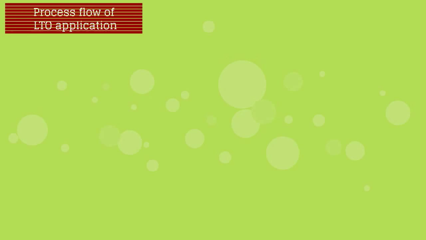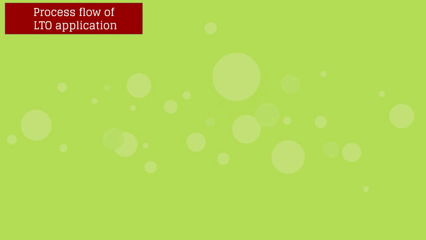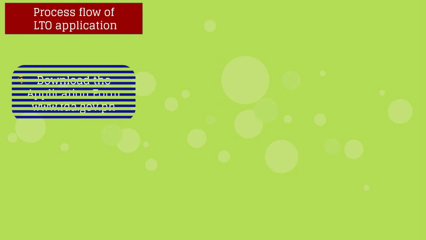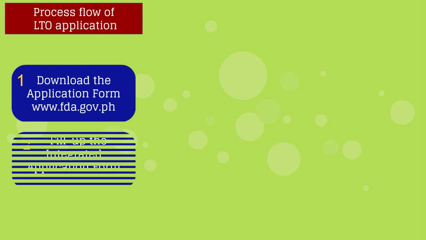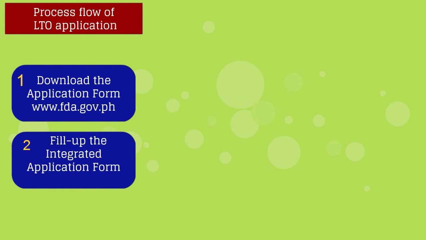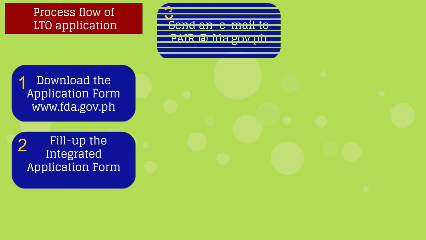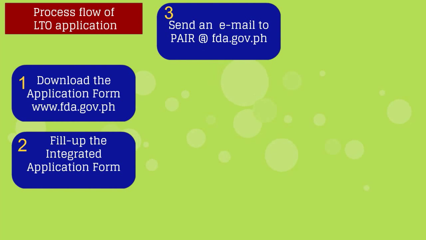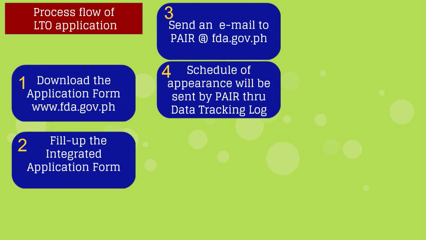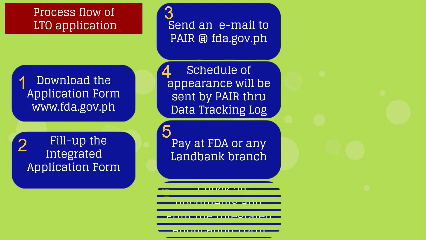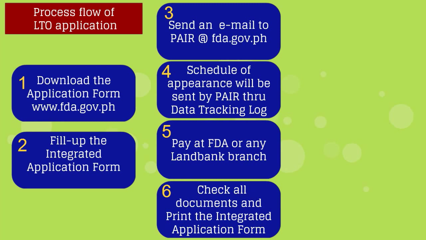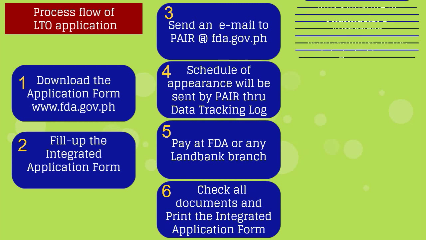This is the process flow of LTO, or License to Operate application. The first step is to download the application form. Second is to fill up the integrated application form. Third, send an email to payer@fda.gov.ph. Fourth, schedule of appearance will be sent by payer through DTL. Fifth, pay at FDA or any Land Bank branch. Sixth, check all documents and print the integrated application form.